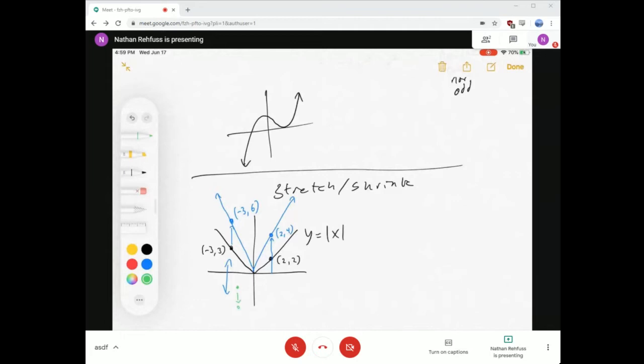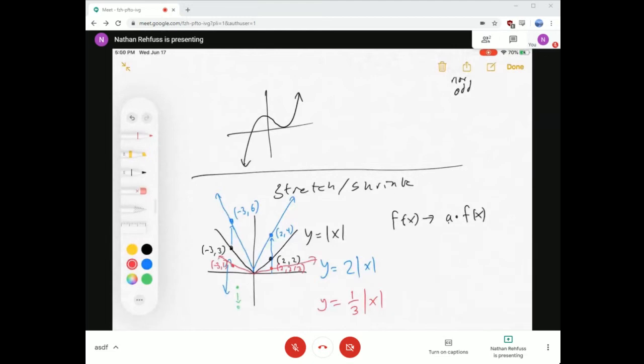The way we're going to do that is this new curve is going to be y equals 2 times the absolute value of x. So we're going to change f of x into some number times f of x, and that's going to give us a vertical stretch. If I wanted to shrink it instead, let's say I wanted to make it 1/3 as tall, I could draw the graph y equals 1/3 absolute value of x. And there, instead of having (2, 2), you'd have (2, 2/3). And over here, you'd have (-3, 1). So this graph has been flattened.